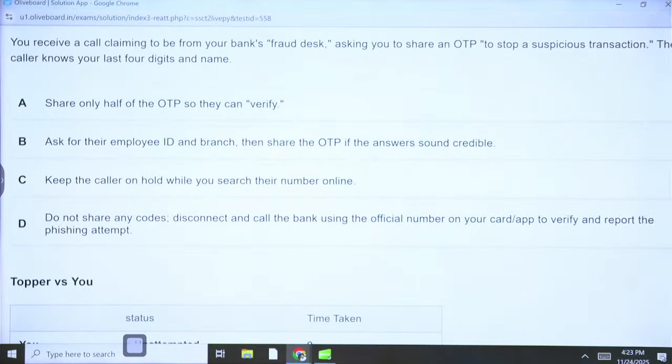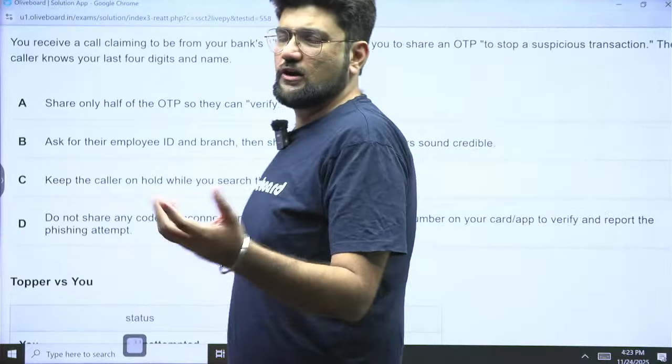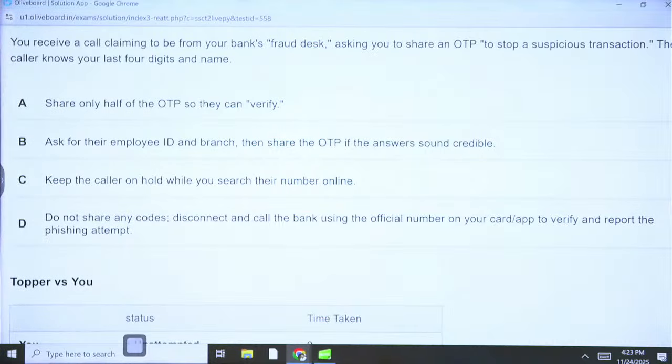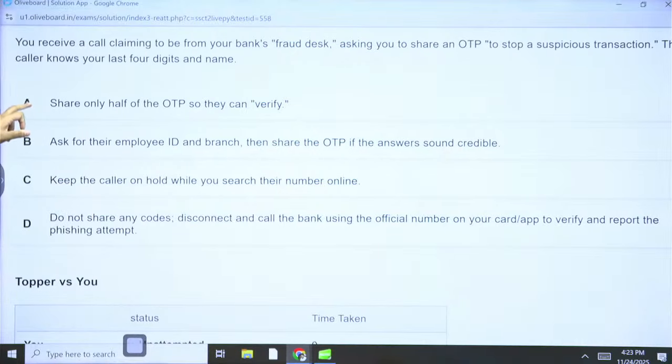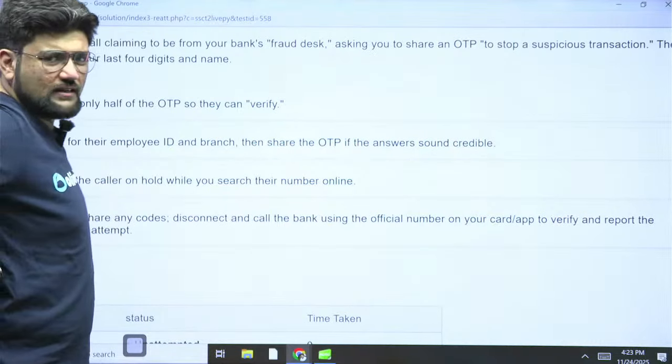Okay. You receive a call claiming to be from your bank's fraud desk, asking you to share an OTP to stop a suspicious transaction. The caller knows your last 4 digits and name. Last 4 digits means probably of your account number or your debit card number, etc. Now, what will you do? Will you share only half of the OTP so that they can verify? Of course not. Ask for their employee ID and branch, then share the OTP if the answers sound credible. How do you know it will sound credible?